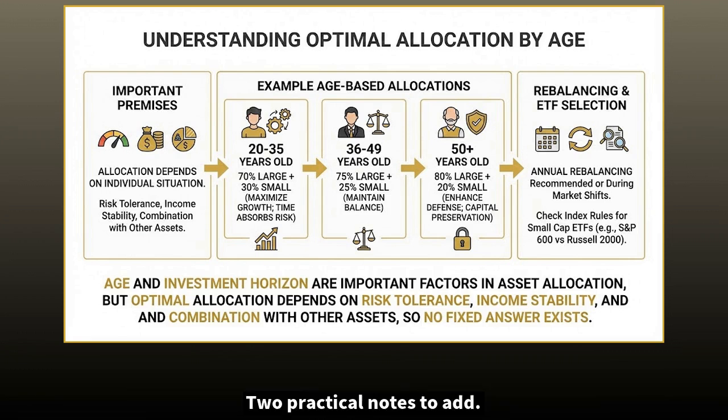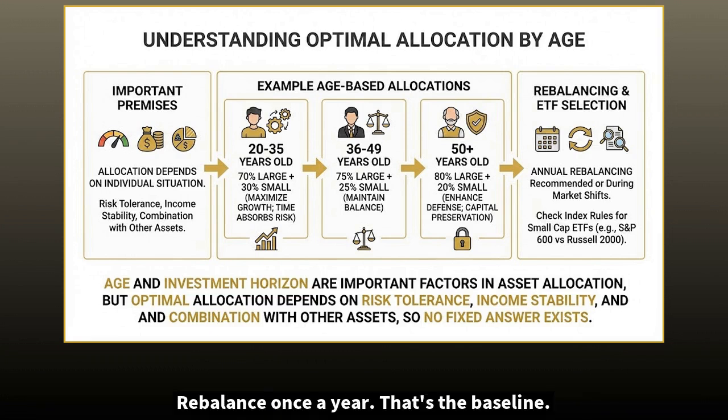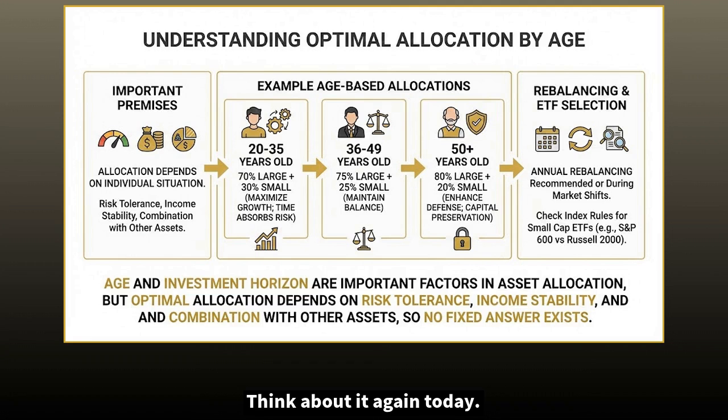Two practical notes to add. When selecting a small-cap ETF, check whether it tracks the Russell 2000 or the S&P 600. Understand the index construction rules. Rebalance once a year. That's the baseline. Remove emotion. Run it as a system. What allocation fits your age and situation? Think about it again today.